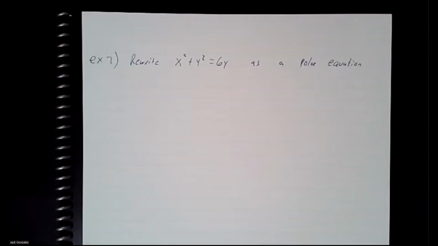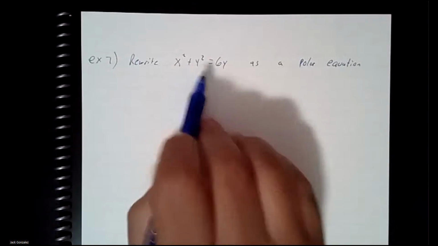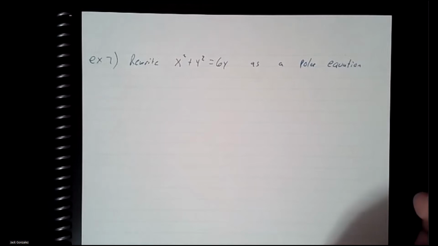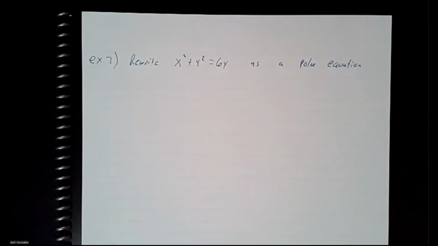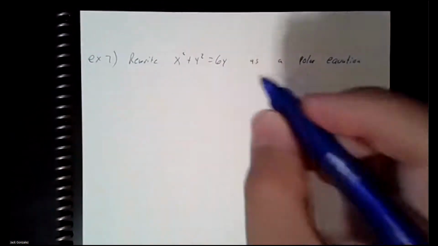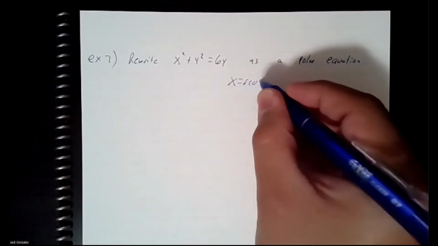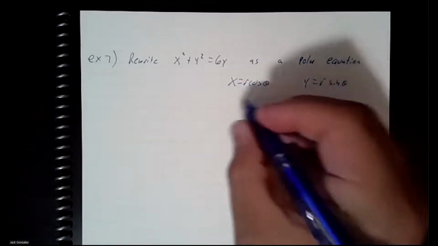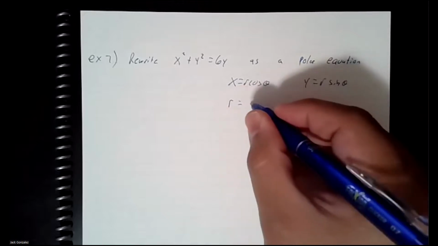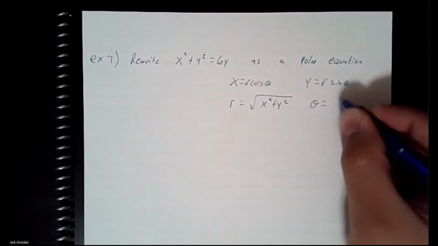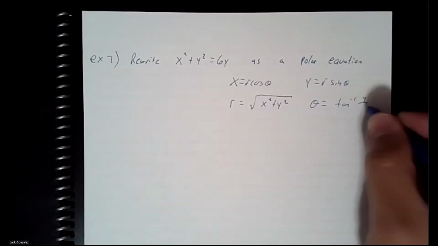Let's do another one. This time, let's convert x squared plus y squared equal to 6y. So it's not a circle equation. I think it's probably a cardioid or something. But anyway, they want us to convert. They didn't ask what kind of graph. So remember, x is our r cosine, y is our r sine. And we'll probably need this one too. So just write them again.